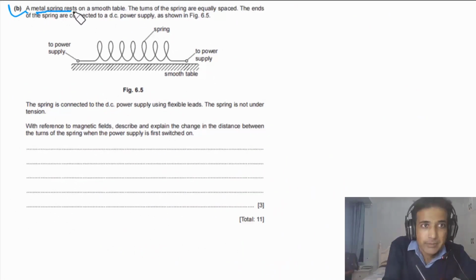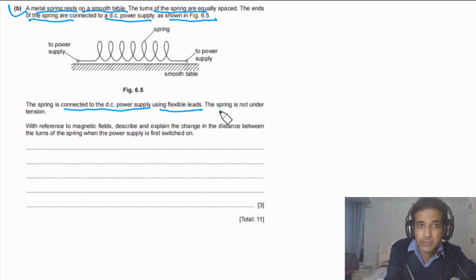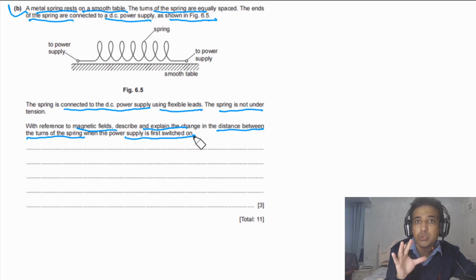Part B says a metal spring rests on a smooth table. The turns of the spring are equally spaced. The ends of the spring are connected to a DC power supply as shown in figure 6.5. The spring is connected to the DC power supply using flexible leads. The spring is not under tension. With reference to magnetic field, describe and explain the change in the distance between the turns of the spring when the power supply is first switched on.